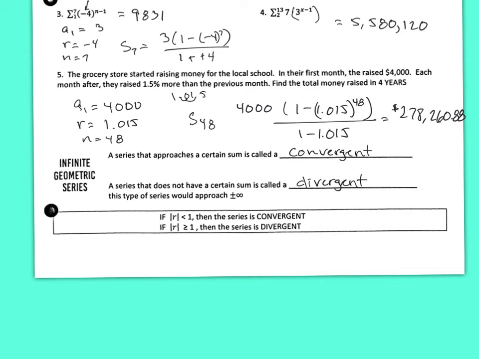So it's all about your ratio. If your ratio is less than 1, then it is convergent, which means you can do the problem. Again, we're talking about the absolute value of the ratio. If it is greater than or equal to 1, then it's divergent, and divergent means no sum.